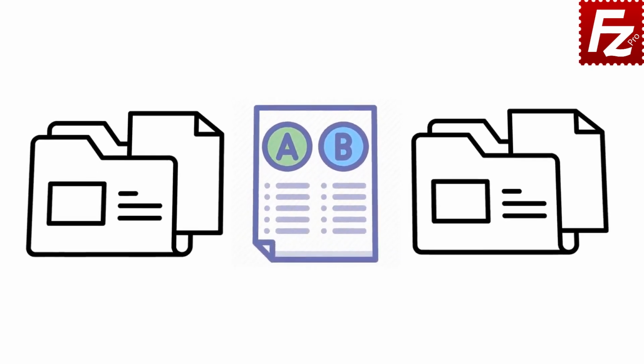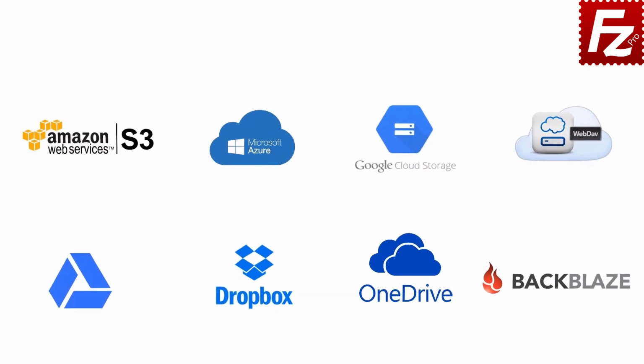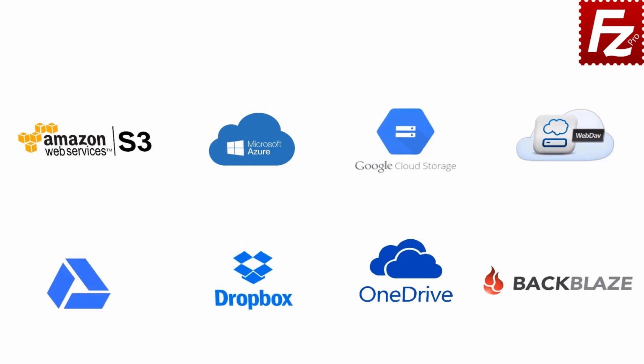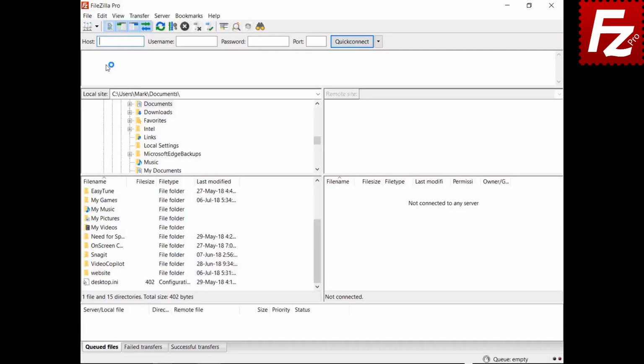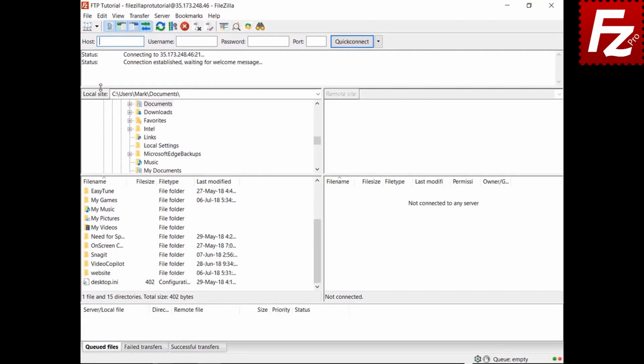In this tutorial, you will learn how to compare directories with FileZilla and FileZilla Pro. While we use FTP, the instructions also work with all the other supported protocols. To learn how to configure connections with other protocols, watch the other tutorials you find in the video description. Launch FileZilla or FileZilla Pro. Select the connection you want to use. Wait until the connection is completed.